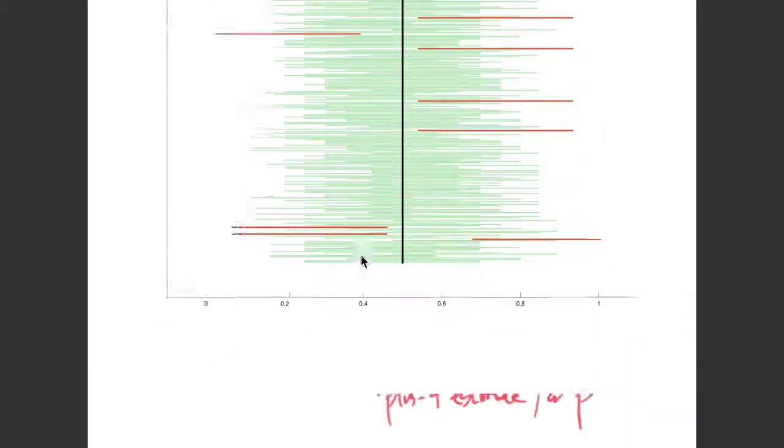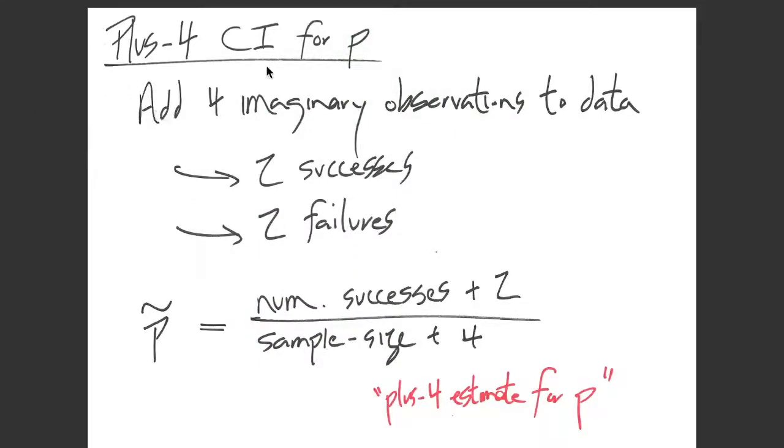So what is the +4 method? Well, the +4 confidence interval for a population proportion P is really a very simple modification to the large sample method. You're going to basically add 4 imaginary observations to the data set. 2 of those will be successes, and 2 of those will be failures. And so then you just do the large sample computation based on this augmented data set. So the sample proportion of successes, which I'm calling P tilde now to contrast it with P hat, would be the number of successes, including the two new imaginary ones, divided by the sample size, including the 4 new imaginary observations. So that's called the +4 estimate for P.